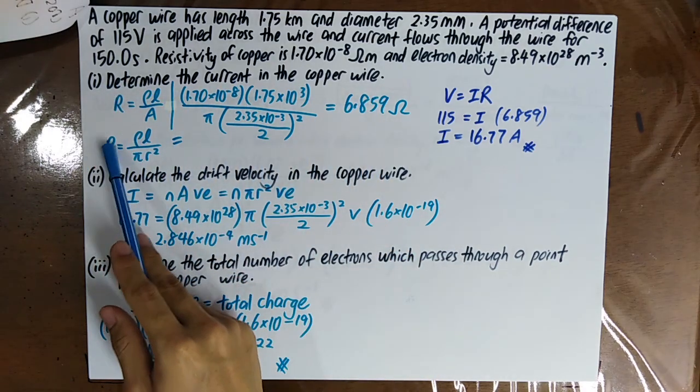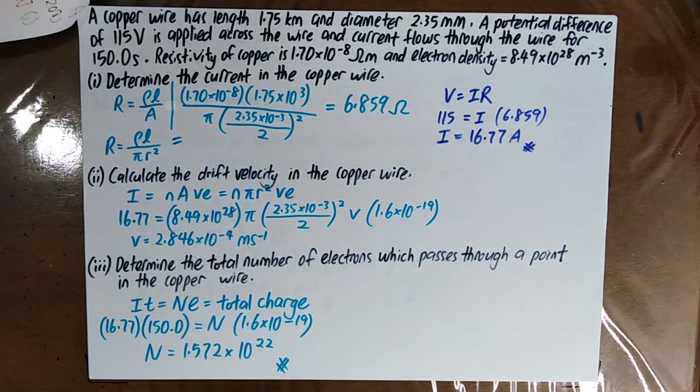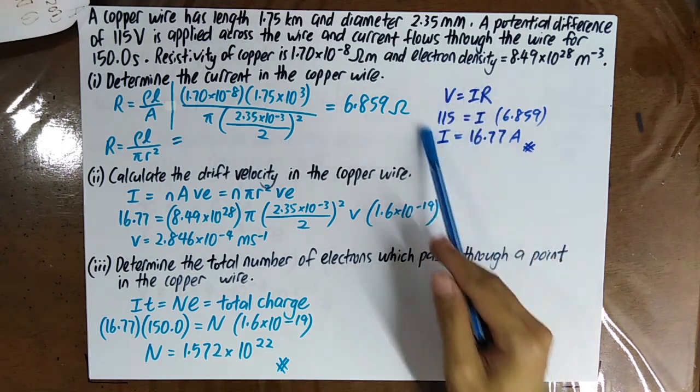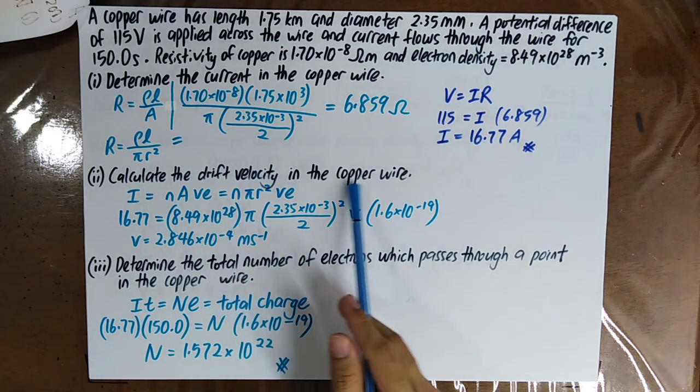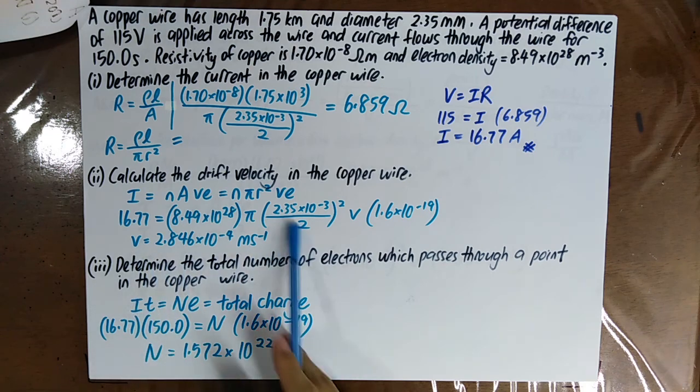From R equals rho L over A, you can get the value for R. And then from V equals IR, you can get the value of I. Calculate the drift velocity in the copper wire. I equals nAve, then by using this, you can find the drift velocity.